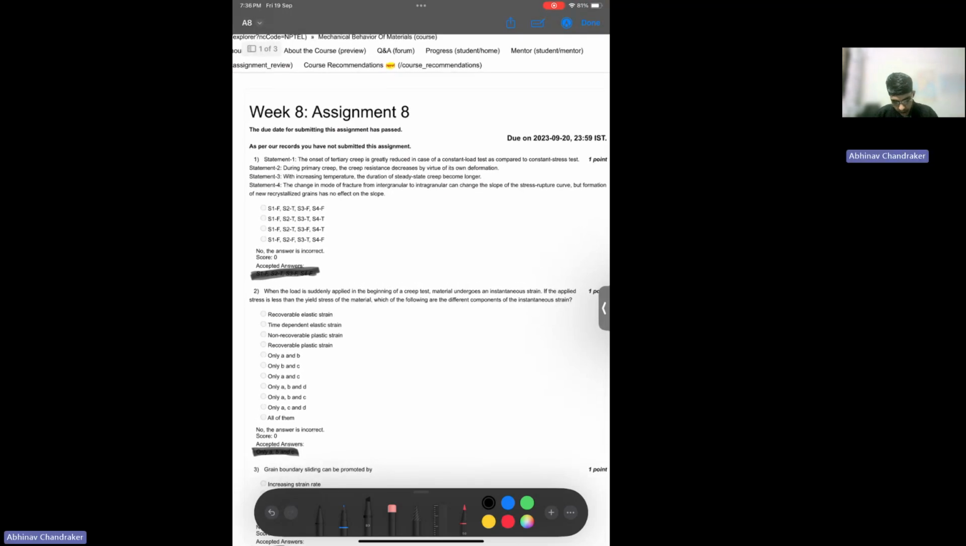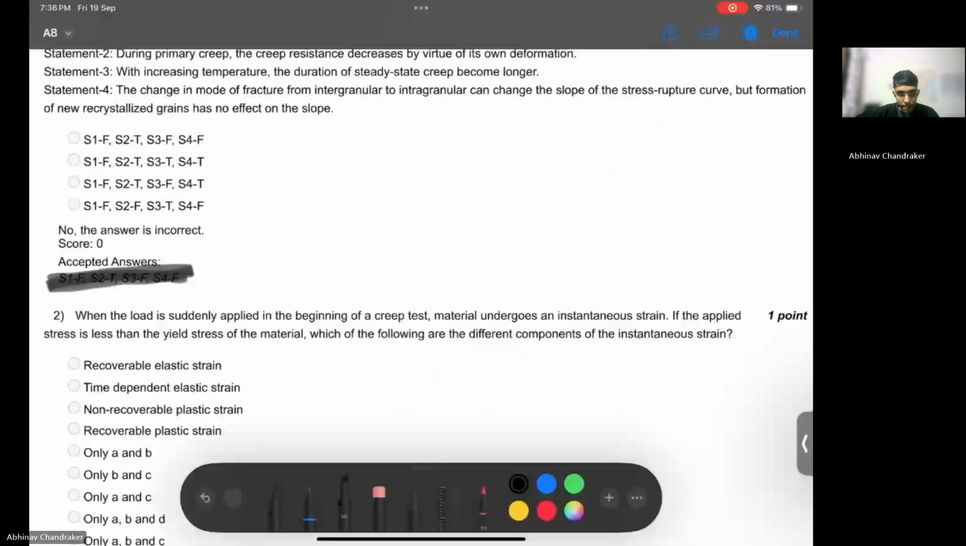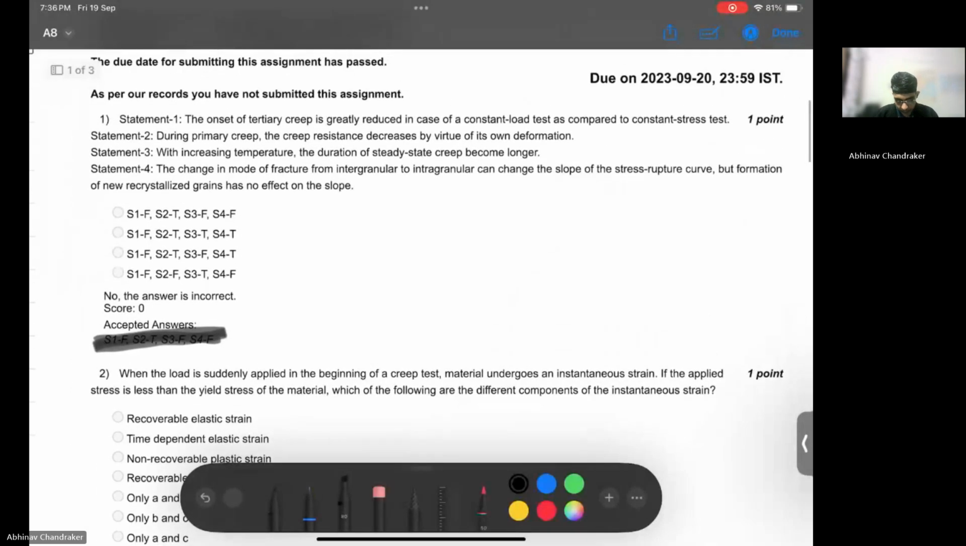Statement 1: Onset of tertiary creep is greatly reduced in case of a constant load test as compared to a constant stress test. Onset of tertiary creep is going to be higher for a constant load test, right?